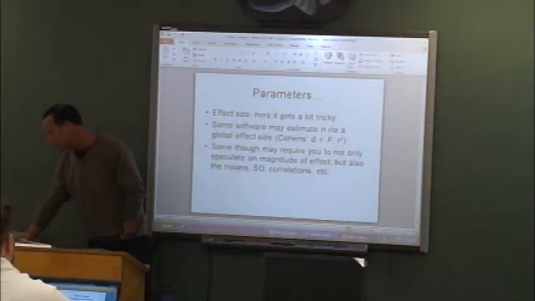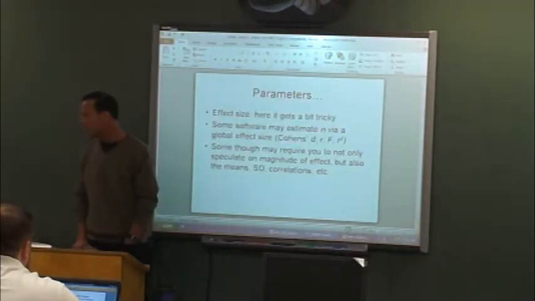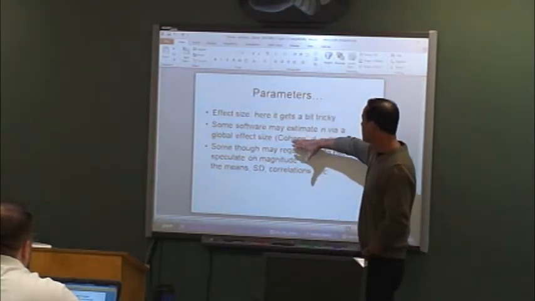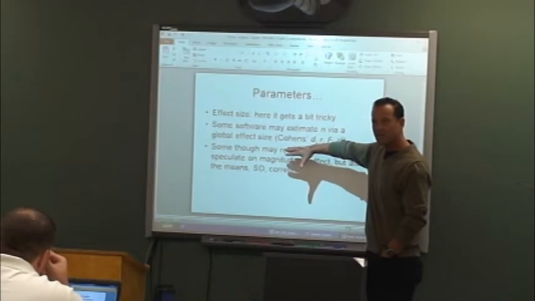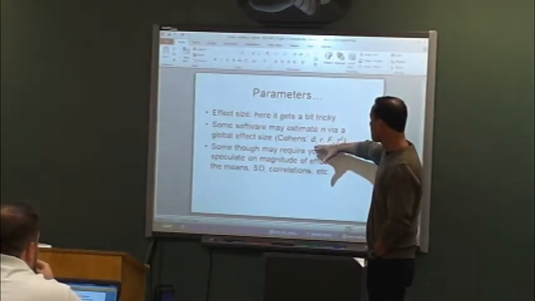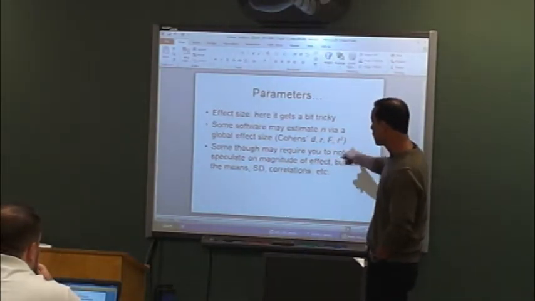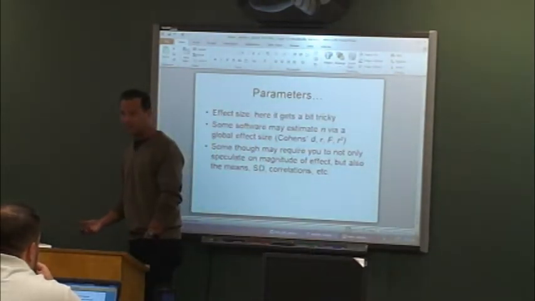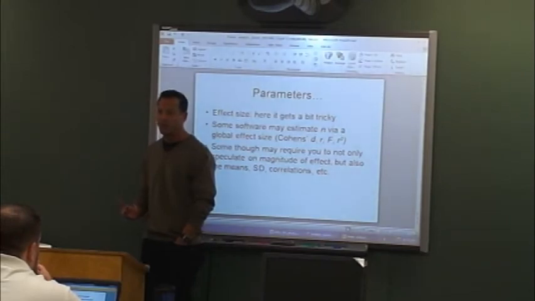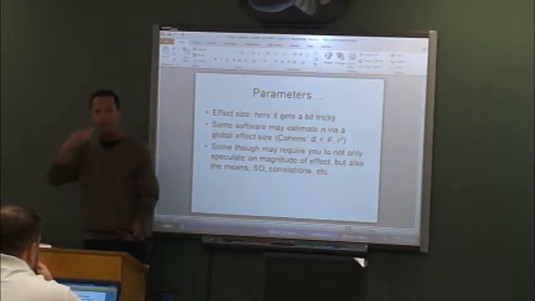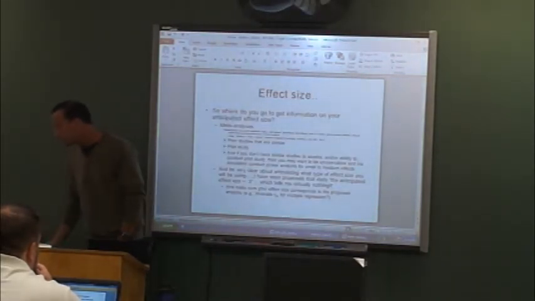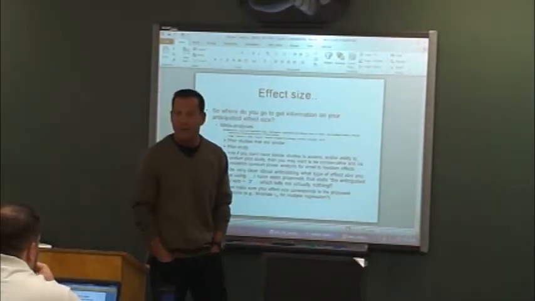So what are the parameters? Here it gets tricky. Some software may estimate n via a global effect size. Some software, you can put in what you think is Cohen's delta, which is the standardized effect size for two groups. Some you put in an R, an F, an R squared. Some require that you put in means, standard deviations, correlations, especially with multivariate designs. And I'm going to show you power analysis when we get to the chapters on MANOVAs. I actually have in the notes how to do power analysis via SPSS syntax.